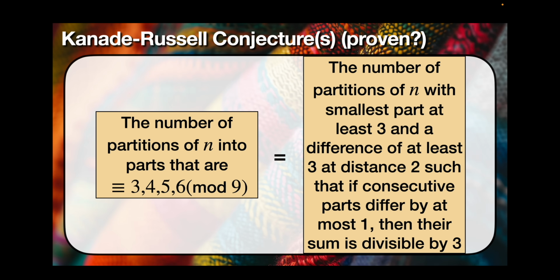This one says that the number of partitions of n into parts that are congruent to 3, 4, 5, or 6 mod 9 is equal to the number of partitions of n with smallest part at least 3 and a difference of at least 3 at a distance of 2, and that if consecutive parts differ by at most 1, then their sum is divisible by 3. So you can see that there's a lot of moving parts over there on the right-hand side.